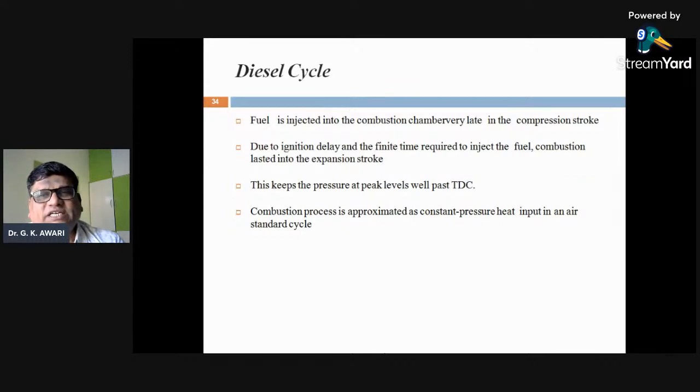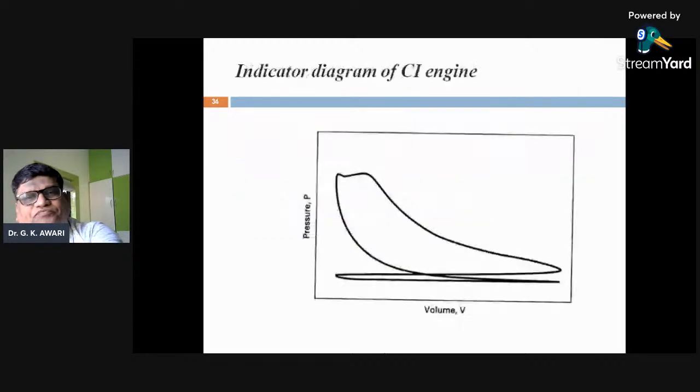Due to ignition delay and the finite time required to inject the fuel, combustion lasts into the expansion stroke. So this keeps the pressure at peak levels well past the TDC, and the combustion process is approximated as constant pressure heat input in an air standard cycle.